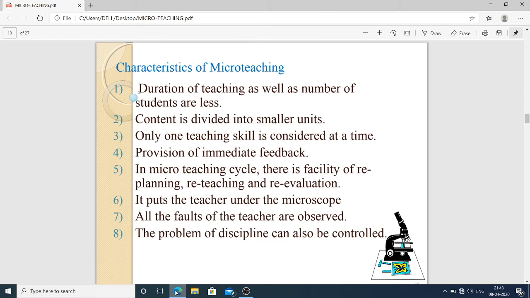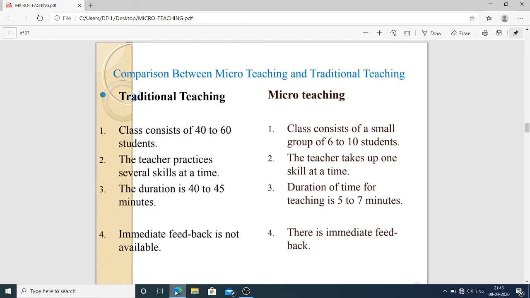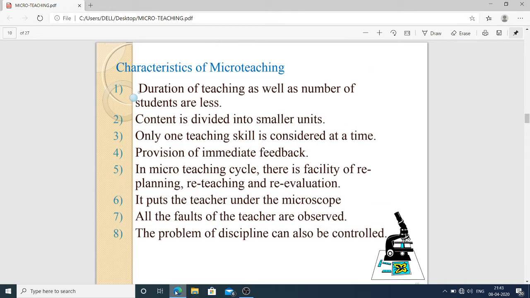Then next are the characteristics of micro teaching. There are a total of 8 characteristics. The first is that the duration of teaching as well as the number of students are less compared to the teaching given by an experienced one. Content is divided into smaller units like definition, signs and symptoms, and other parts of the particular topic. Only one teaching skill is considered at a time.